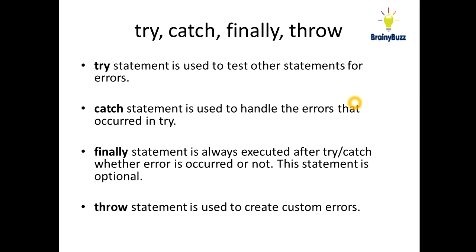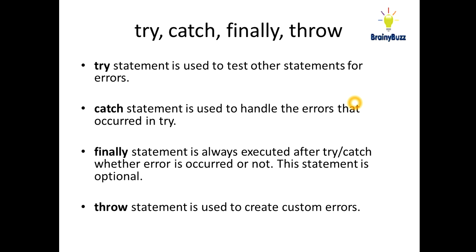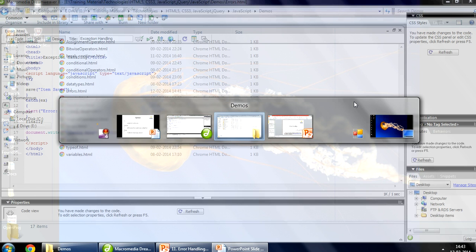There are 4 blocks that will be used for error handling. The try block is for statements to be tested. In whatever statements you feel that an error can occur, you put those statements within the try block. And whatever error occurs in this try block, you handle in the catch, like if you want to display the error message. The finally block is where you keep the statements that should always be executed, whether an error has occurred or not, or whether your try statements are executed or not. Another thing, you have the throw statement. It will be used to create custom errors.